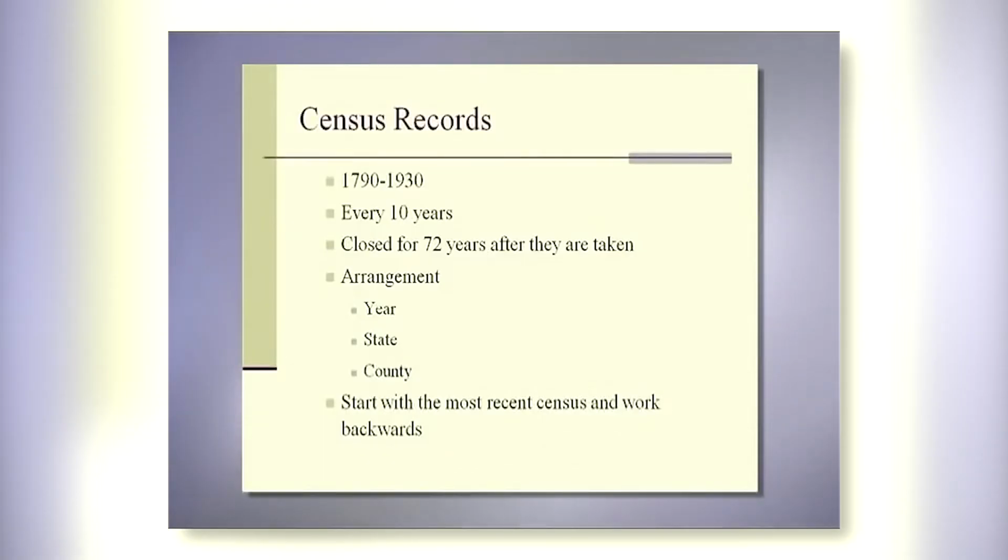So the first census was taken in August of 1790, and it's been taken every 10 years since then. The census is closed for 72 years after it is taken, and they are arranged by census year, state, then county, and beginning in 1880 enumeration district. And we generally recommend that you start with the most recent census and work backwards, although I'm going to start with the first census and move forwards.